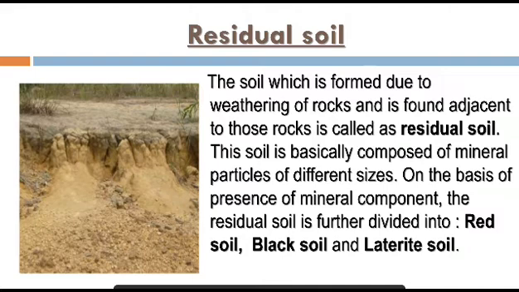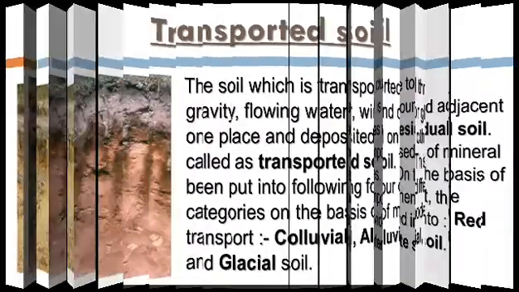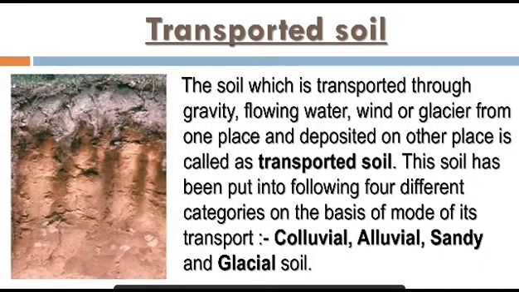The laterite soil is formed due to weathering of open parts of rocks. It is red-yellow in color. It contains hydrogenous oxides of iron and aluminium. This laterite soil is usually acidic, hence unfit for the growth of plants. Now we will learn about transported soil.